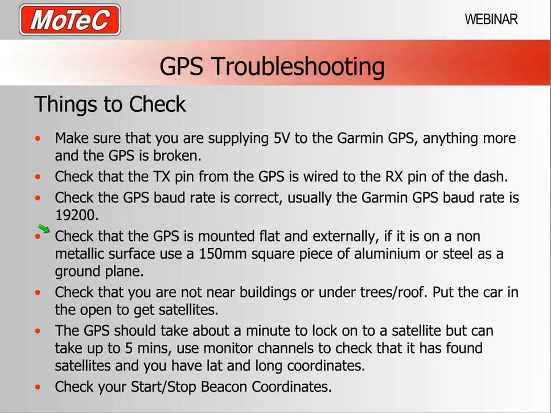You should always check that the GPS is mounted flat and externally to the car, and if it's on a non-metallic surface, we recommend using a 150mm square or round, for that matter, piece of aluminium or steel as a ground plane underneath the GPS.